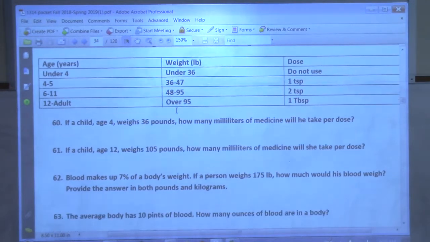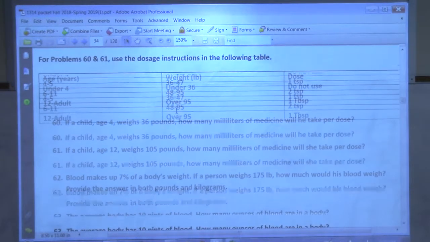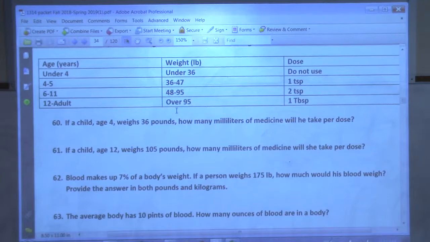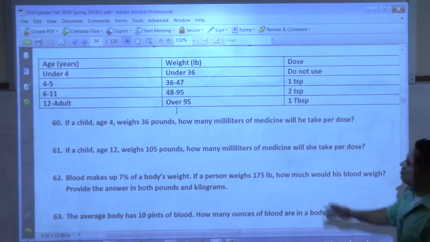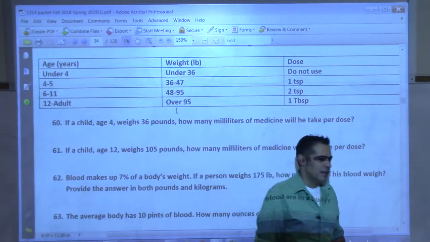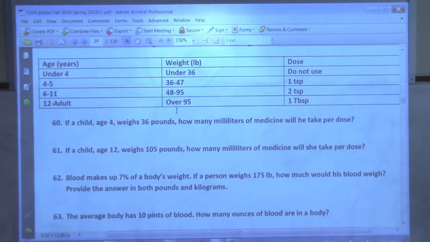I was looking at 62? Okay, I was looking at 60. And I was thinking, man, my daughter was running a fever all weekend, and I looked at a chart just like this on the back of a bottle to figure out what to give her. Number 60 says a child is 4 years old, weighs 36 pounds. How many milliliters of medicine will he take per dose? It was kind of a pain in the butt to do that problem. So I'm going to start with that, then I'll do 62.